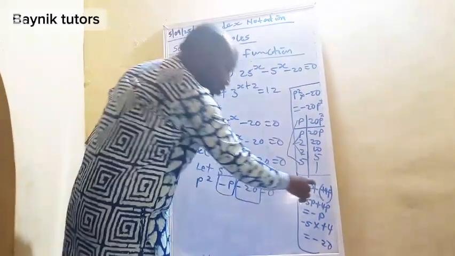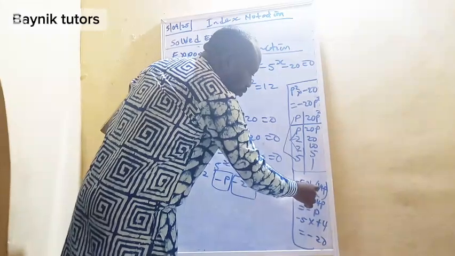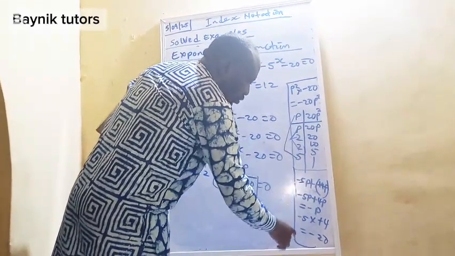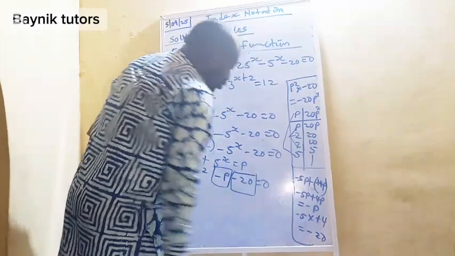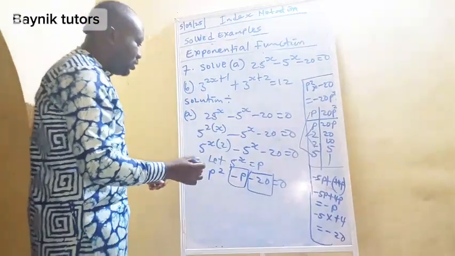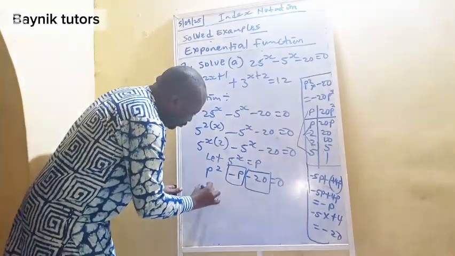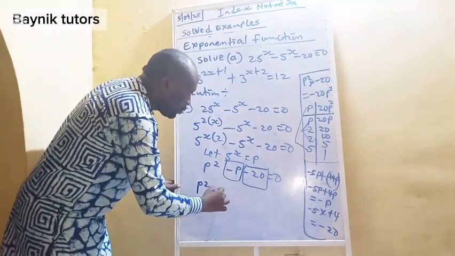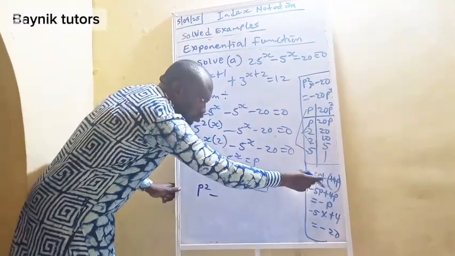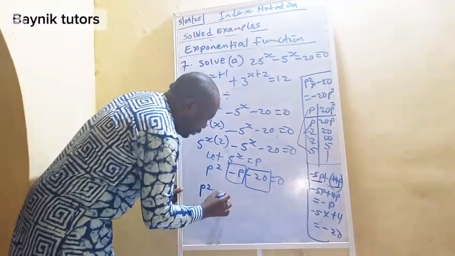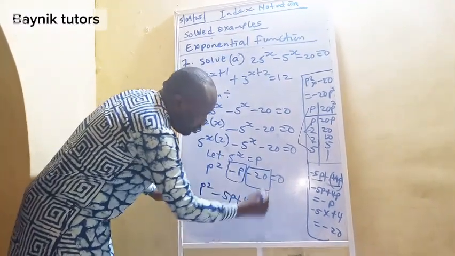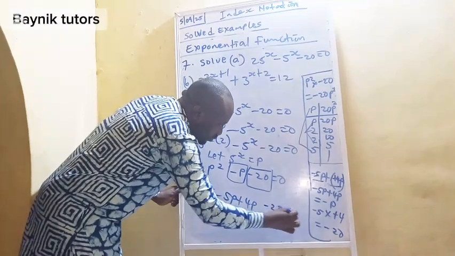So we realize that we must add. Minus 5p plus 4p, plus times plus, will be minus p. Minus 5 times plus 4 will be minus 20. So from here, we can say that p squared minus 5p, we'll pick the two now, these two, minus 5p plus 4p. Both of them will represent this. And just pick the 20 here, equal to 0.